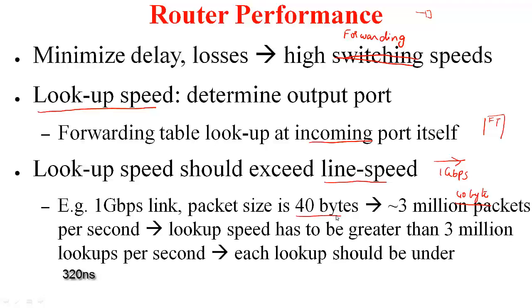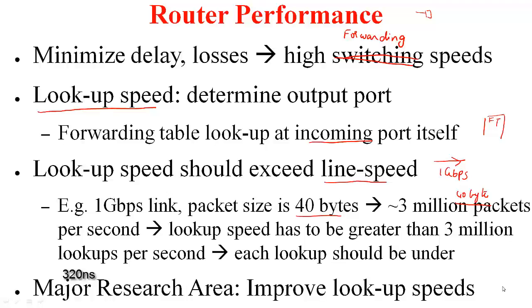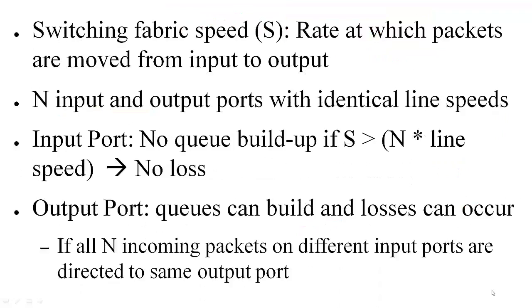By the way, this 40 bytes is rather a worst case scenario. Typically you get packets that are bigger than this, but this size really stress tests the system. So there is a lot of research that goes on in how to improve these lookup speeds. Another important component of the forwarding speed is the switching fabric speed, basically the rate at which packets get moved from the input to the output.